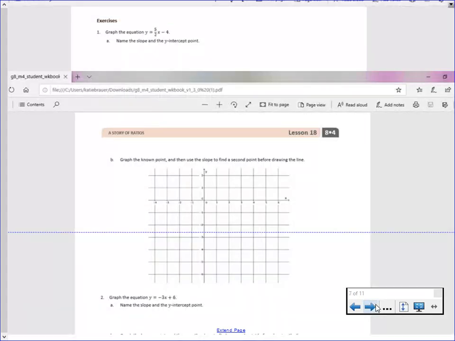Do you have exercises 1 and 2 or no? Yeah, that's what these are.